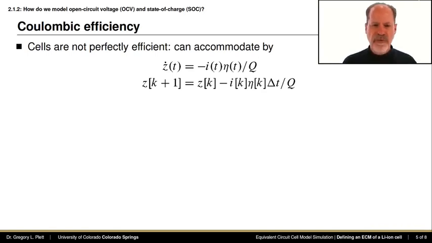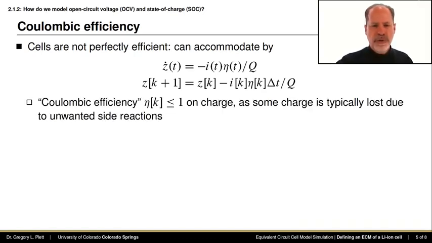And so you can see that I've modified the state of charge equation a little bit by introducing this charge efficiency or Coulombic efficiency factor. Also, we write this efficiency factor as a function of time to recognize that it's not always the same. We are going to assume that the Coulombic efficiency is less than or equal to 1 on charge. If it's equal to 1, it's a perfect efficiency. If it's less than 1, it's a more realistic efficiency of a battery cell. Some of the charge is lost to these unwanted side reactions that I mentioned.